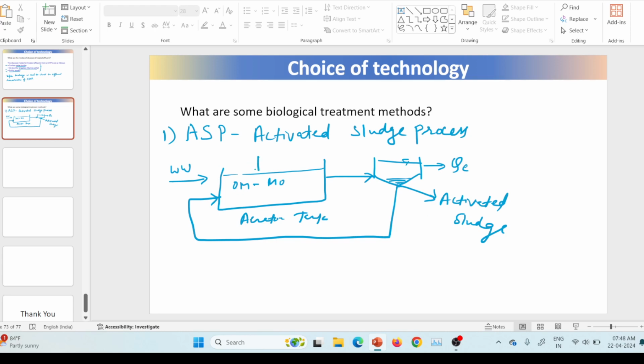Basically, in aeration we are providing oxygen or air, because this is an aerobic process, so microorganisms require oxygen as an electron acceptor. The microorganisms consume organic matter and convert it into CO2 and H2O, and that's why they grow. As they increase in number, they settle in the SST, and the settled sludge is recycled into the aeration tank to maintain a proper F by M ratio. This is the activated sludge process.